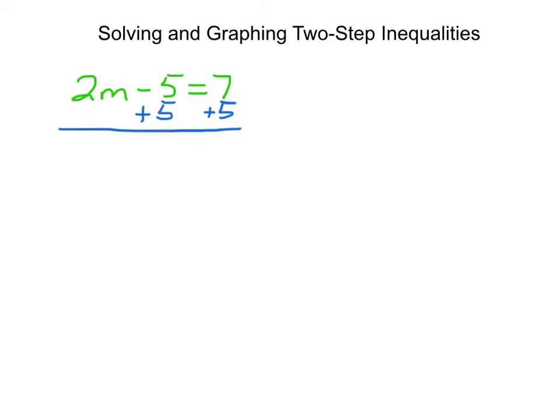When we add negative 5 and positive 5, we get a 0, or a 0 pair. So those essentially cancel each other out, and we can ignore that for the remainder of our problem. So we have 2m, we bring that straight down, equals, and then we have 7 plus 5, which is 12.